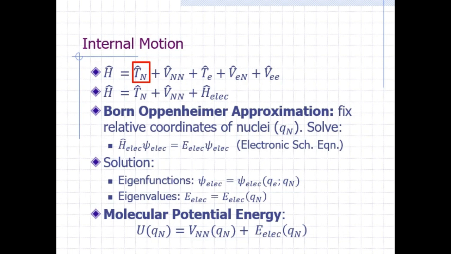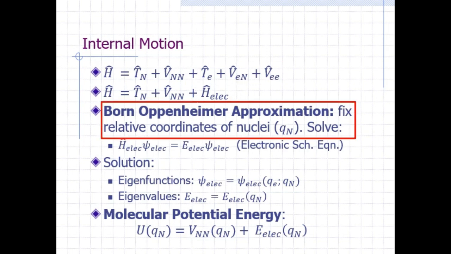H hat is a sum of the kinetic energy operator for the relative motion of the nuclei, T sub n hat, the potential energy due to Coulombic repulsions between each pair of nuclei, V sub n hat, the kinetic energy of the electrons, T sub e hat, the potential energy due to attractions between each possible electron-nucleus pair, V sub en hat, and the potential energy of repulsions between each pair of electrons, V sub e hat. The sum of the last three terms is called the electronic Hamiltonian.